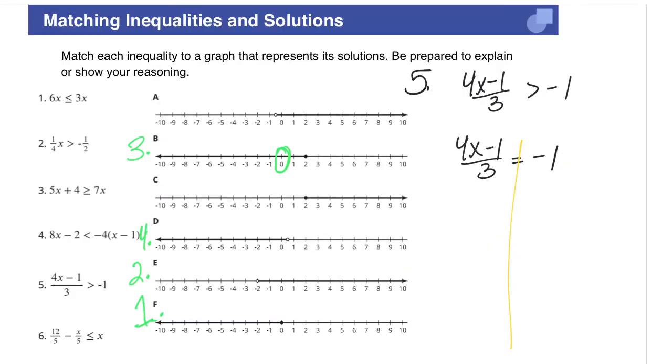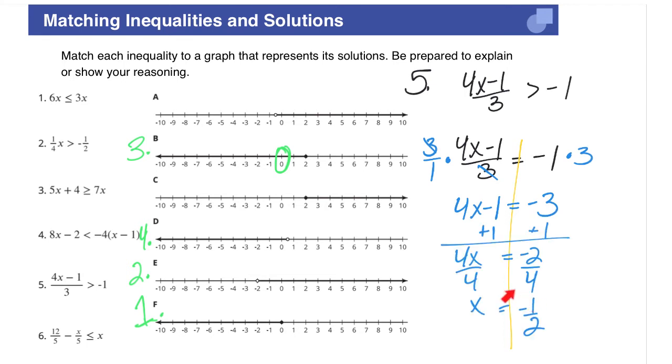In number 5, when you set it up as an equation, it'll look like this, and the first thing I would do to solve this would be to multiply both sides by 3. So on the left, it's going to be like 3 over 1, because then those 3's cancel out, and you're left with 4x minus 1 over 1, which would just be 4x minus 1 equals, on that side it'll be -3. Here we end up with a boundary of x equals -1/2, so that looks like it's going to match with A. Let's pick something to plug in and just make sure first. 0 is in those solutions, so you could pick 0, you could pick 1, you could pick any of these numbers. Plug one of them in and make sure that it makes it true.